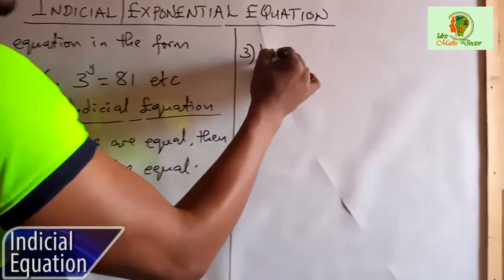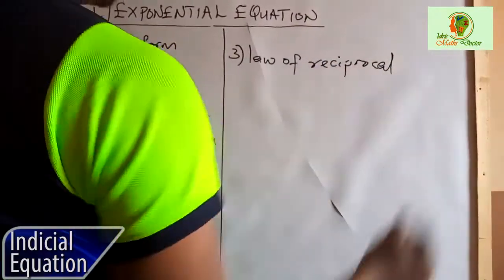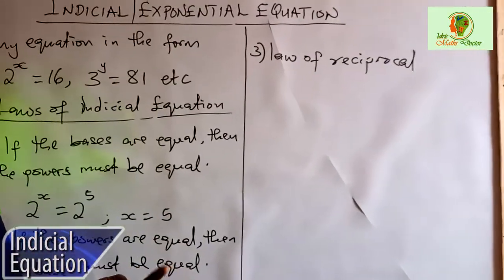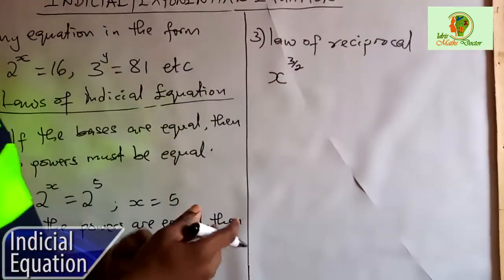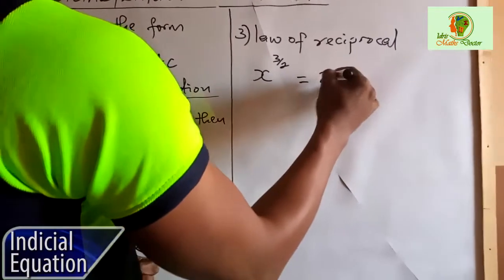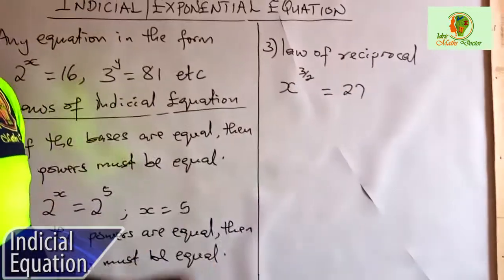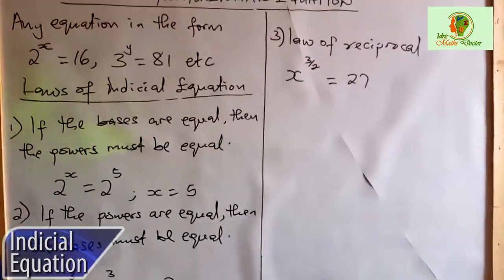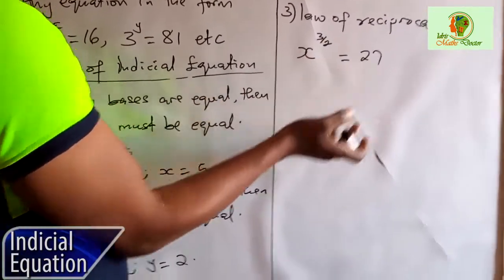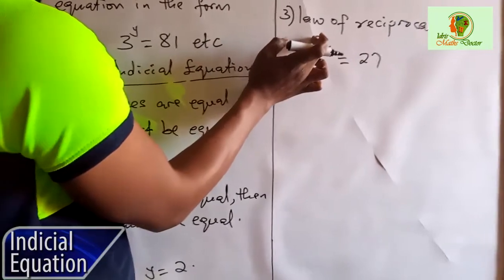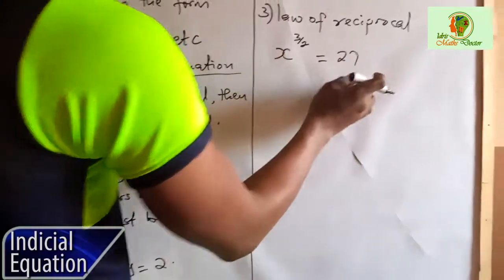Then the third one is what we call the law of reciprocal. The law is used in a situation whereby we have, let's take for instance, something like this. We have a question like this. How do we make use of this law? We are solving for x because x is the unknown variable. So what do we do here? We are going to use the reciprocal or the inverse of this power to multiply both powers.